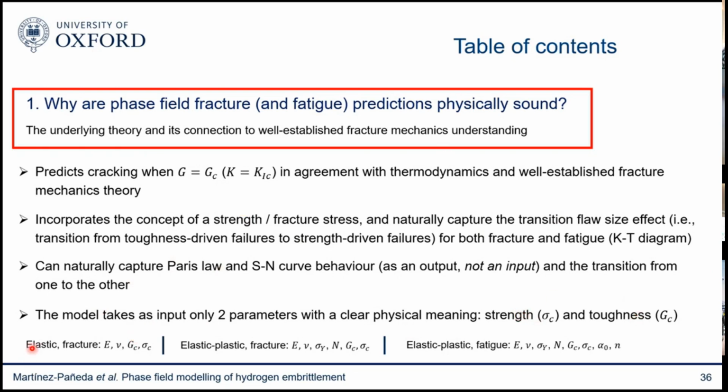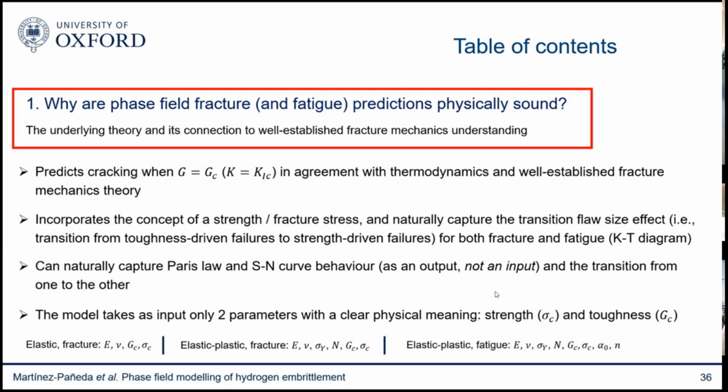So if you're dealing with an elastic material and you're modeling fracture, then you have Young's modulus, Poisson ratio, toughness, and strength. If you're dealing with an elastoplastic material, a metal, and you're dealing with fracture, you have Young's modulus, Poisson ratio, yield stress, basically the stress-strain behavior, characterized typically by yield stress and a strain hardening exponent, and then again fracture toughness and strength. And the most complete case is one where you're dealing with an elastoplastic material and fatigue, and then you have Young's modulus, Poisson ratio, yield stress, strain hardening exponent, and then the two fracture properties and the two parameters that we use for the fatigue predictions.